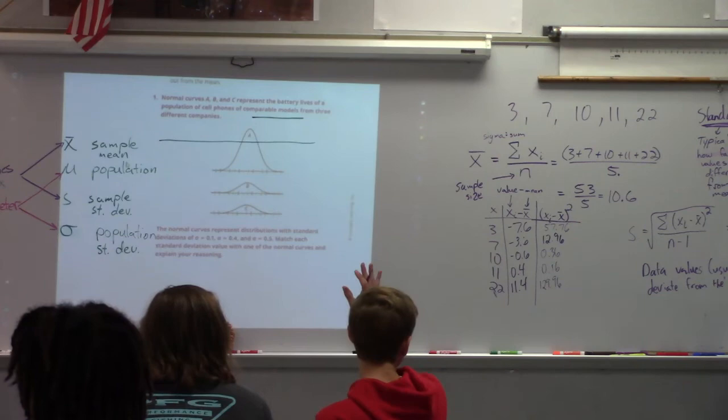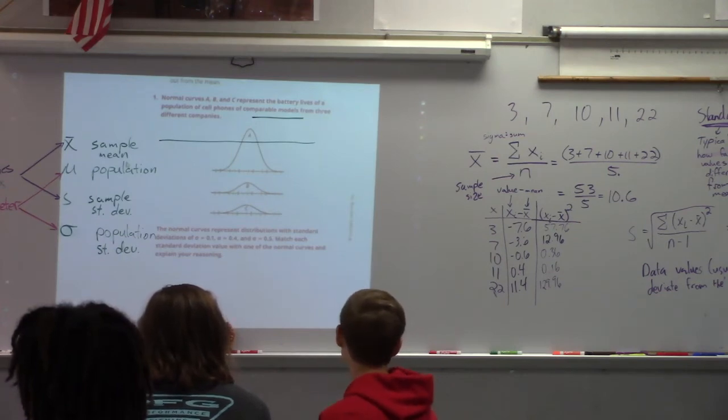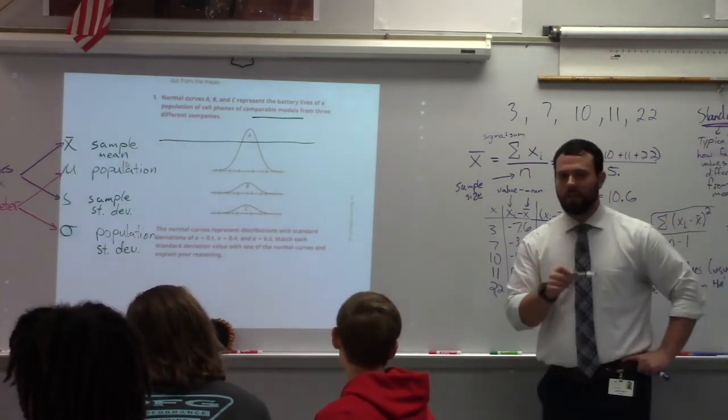I don't know, Mr. Kenny. Hey, I think A is 0.1 because B and C are very close to each other, and so are 0.1, 0.5. Okay, so that might be some logic, but I want to go back to what I just said about standard deviation.